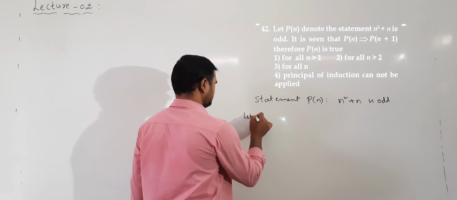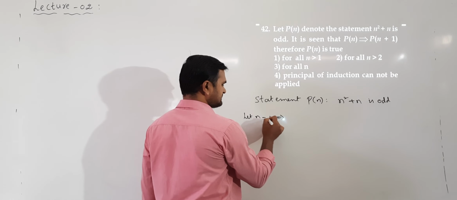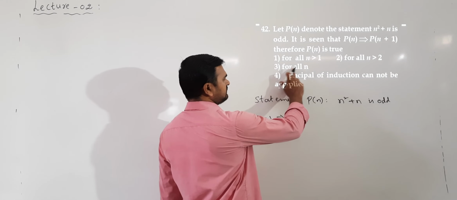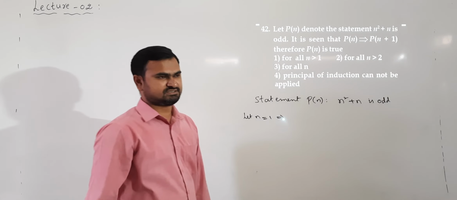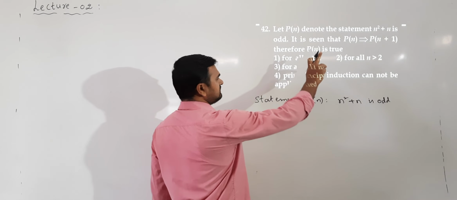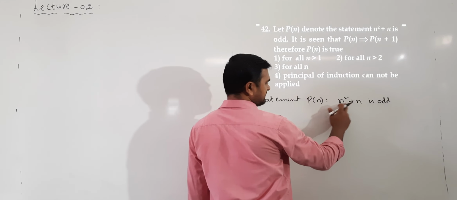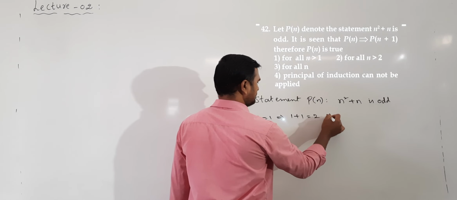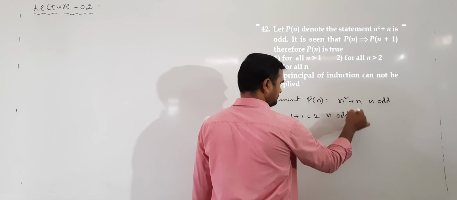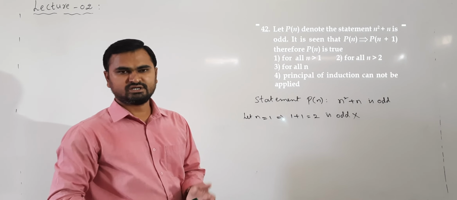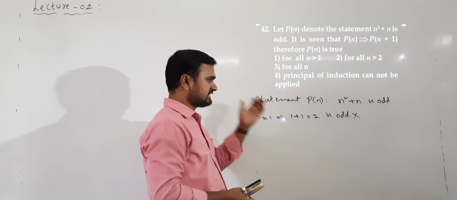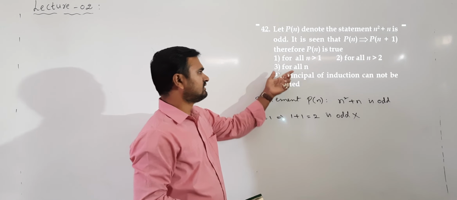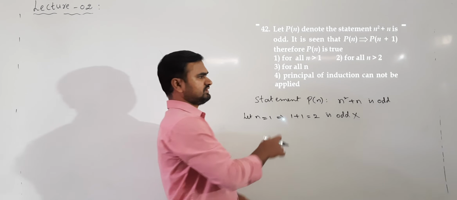Let n be 1. Is the statement true for n equal to 1? Observe one of the options, for all natural numbers. When n is 1, 1 square plus 1 is 2. Is it odd? No, 2 is an even number. So n square plus n here is even, so the claim that it is odd is wrong. So can you take all values of n? You cannot.